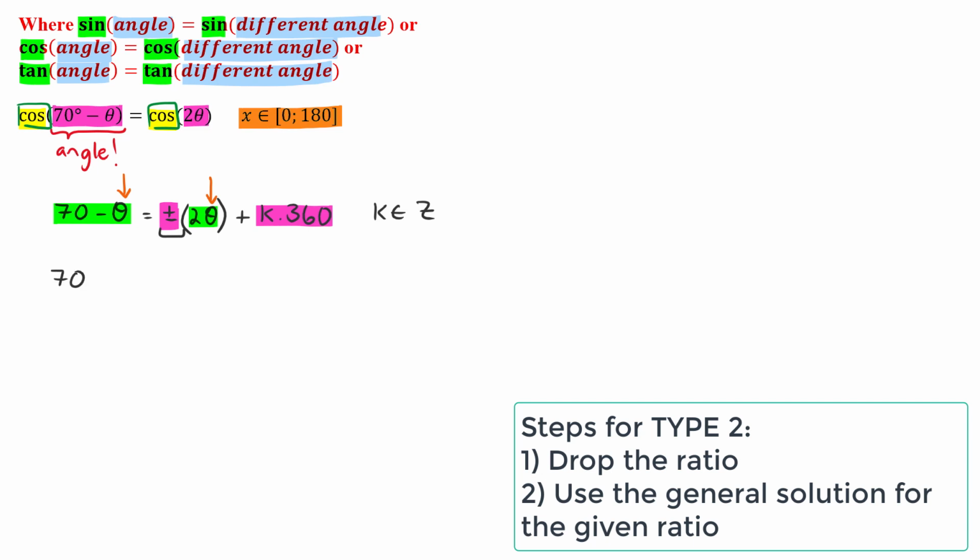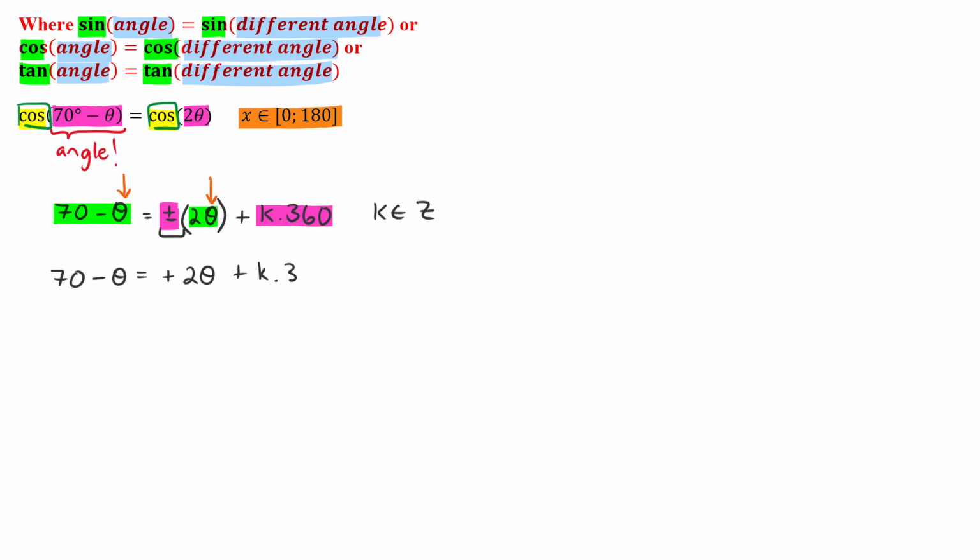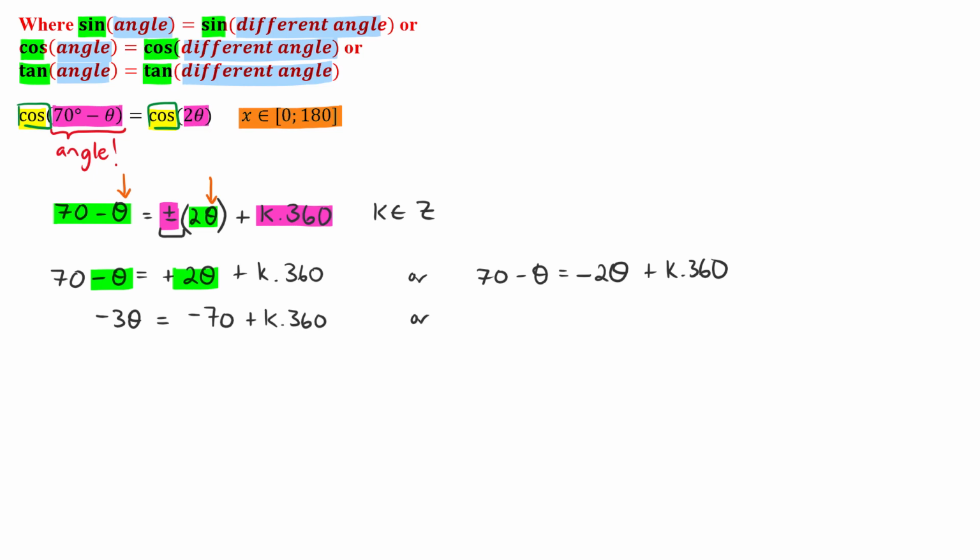So when we're dealing with the plus, it's going to be 70 minus theta equals positive 2 theta plus k times 360, or 70 minus theta is equal to minus 2 theta plus k times 360. And then we're just going to go ahead and group our like terms. So we've got a theta and a theta. So if we bring that over, we're going to get minus 3 theta is equal to negative 70 when I take the 70 over, plus k times 360. Or we're going to get the group like terms over here. We're going to get theta is equal to negative 70 plus k360 when I move that 70 over.